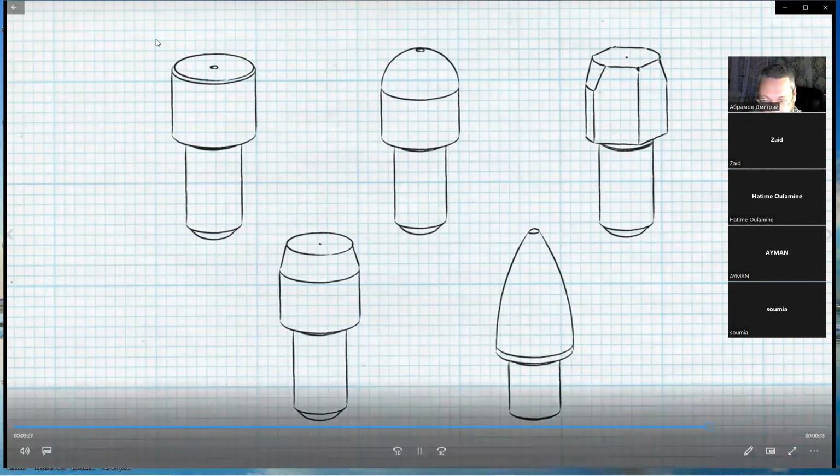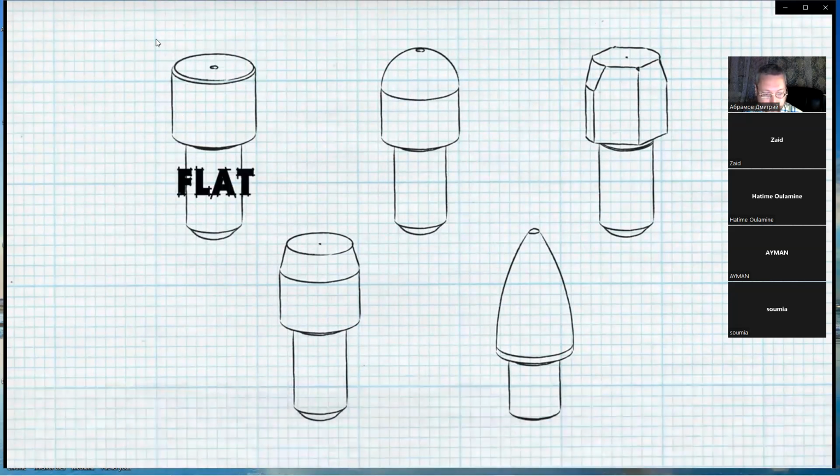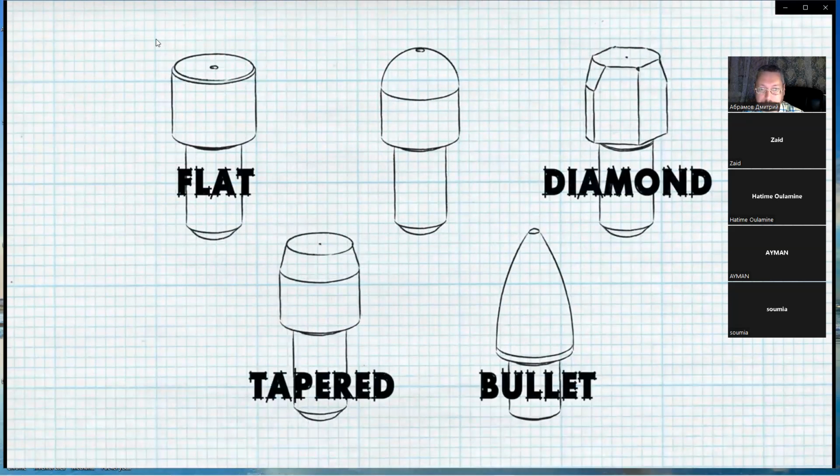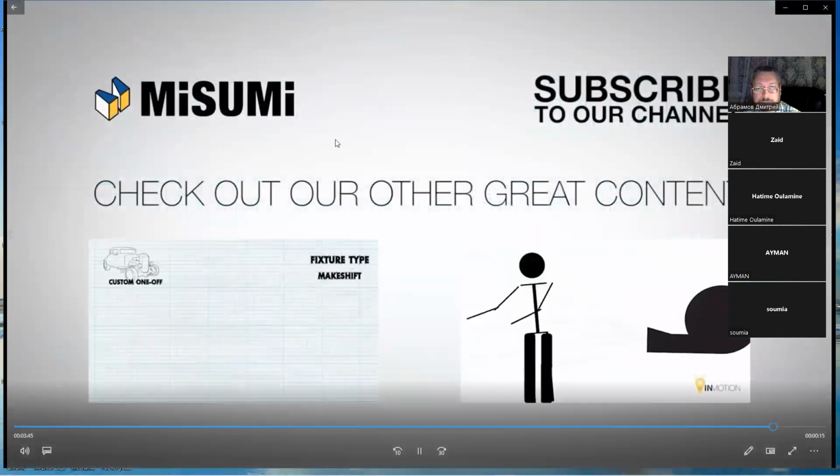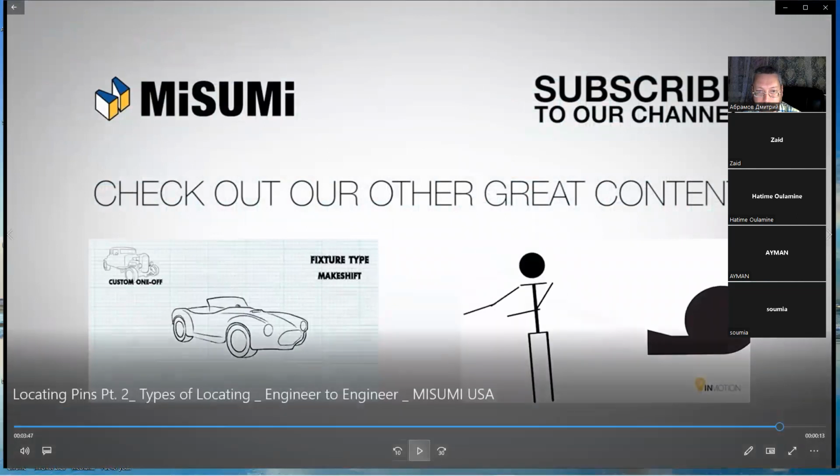Whether locating on an edge with a flat nose pin, avoiding tolerance stacking by using a diamond pin, reducing binding with a bullet nose head, or preventing workpiece damage with a spherical tip, each head shape and pin type serves its purpose. Tune in to the next episode for more on locating pin mounting types.